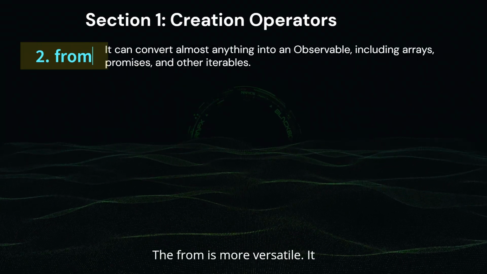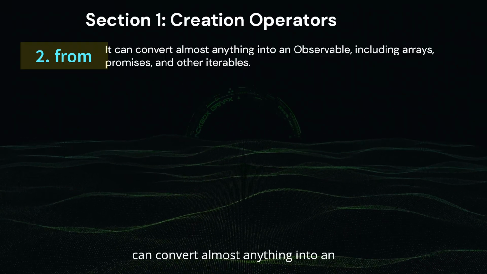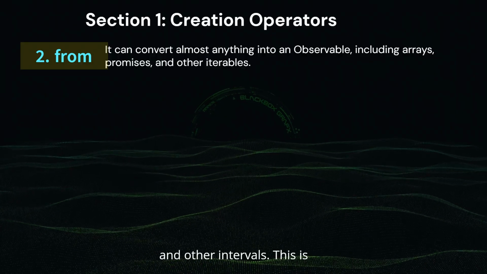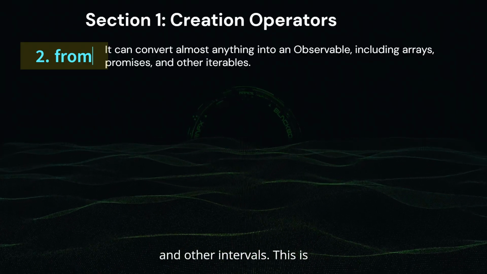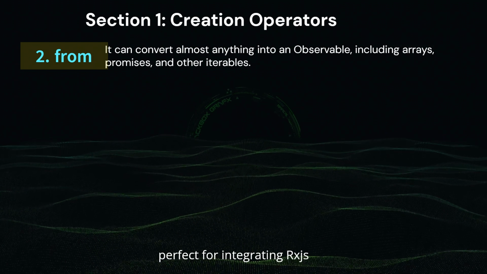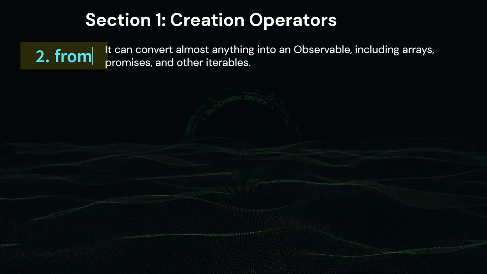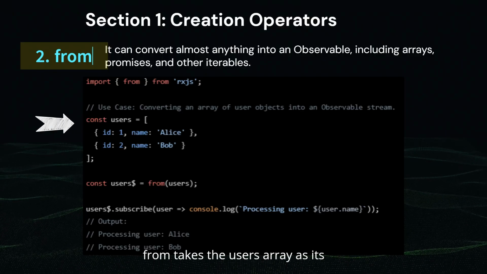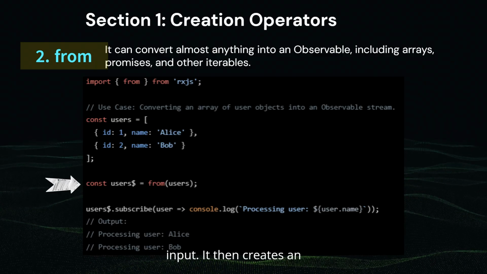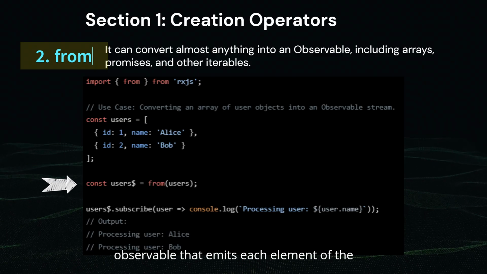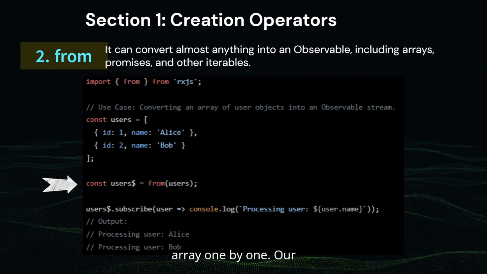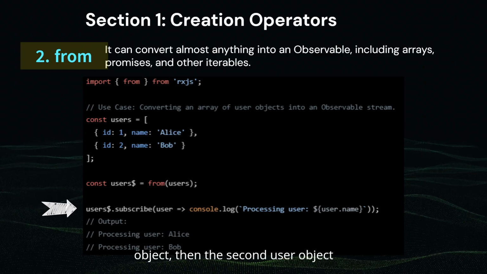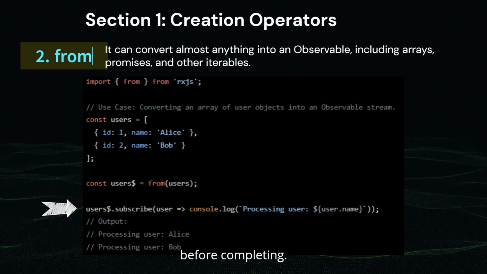The from operator is more versatile. It can convert almost anything into an observable, including arrays, promises, and other iterables. This is perfect for integrating RxJS with existing data structures. In the given example, here, from takes the users array as its input. It then creates an observable that emits each element of the array, one by one. Our subscription receives the first user object, then the second user object before completing.